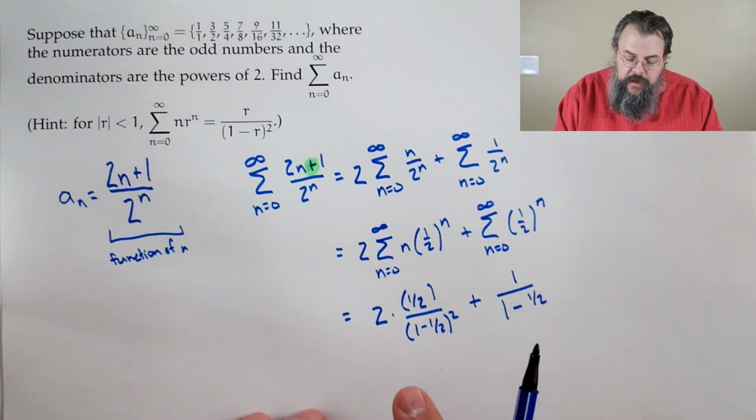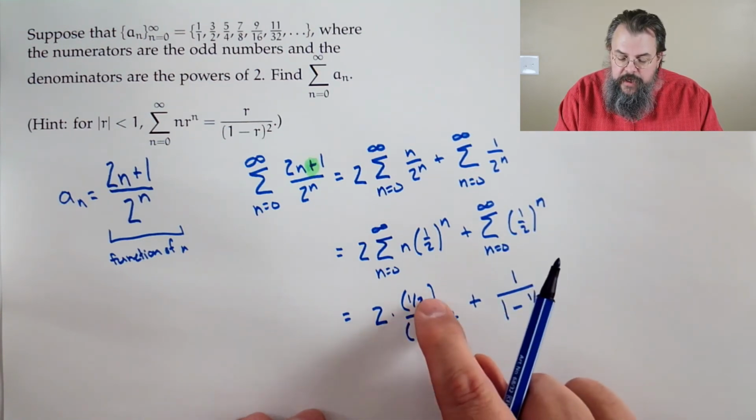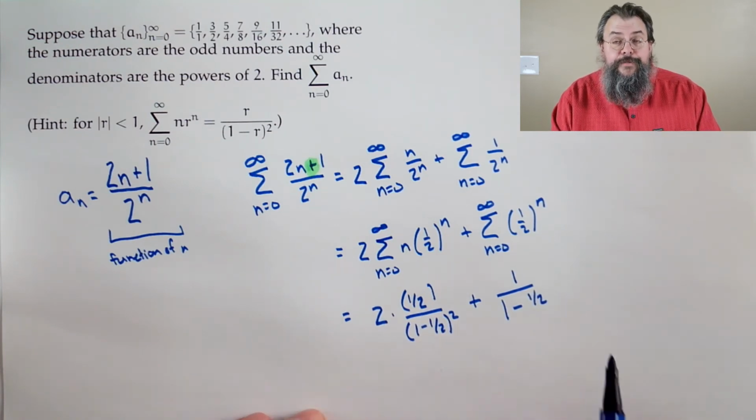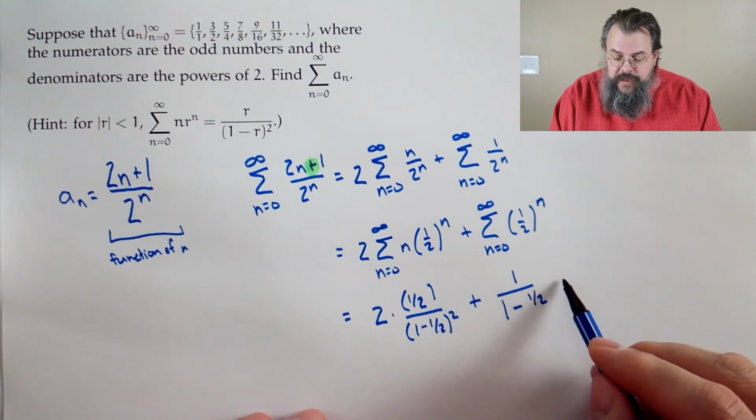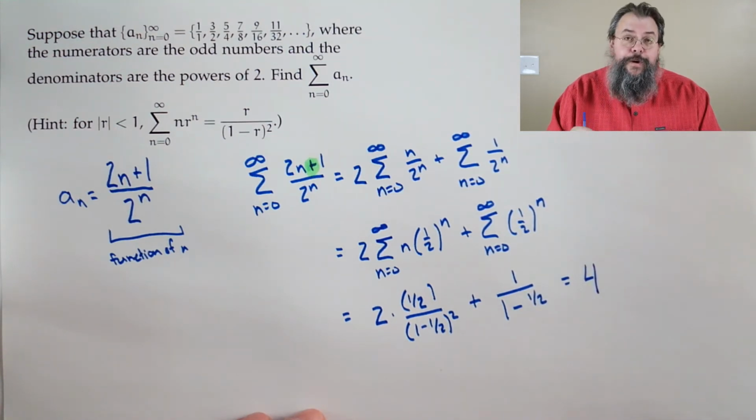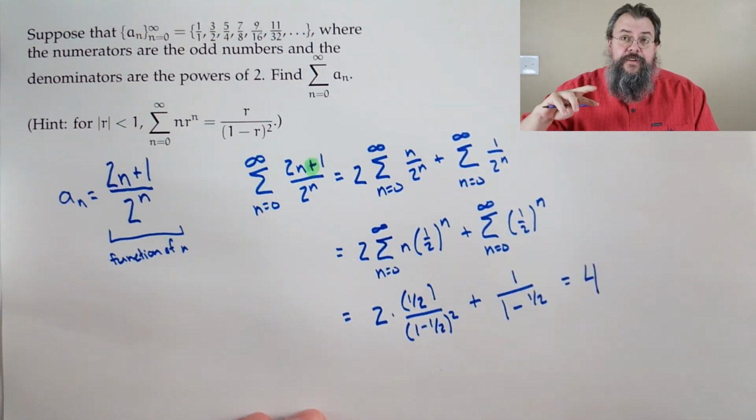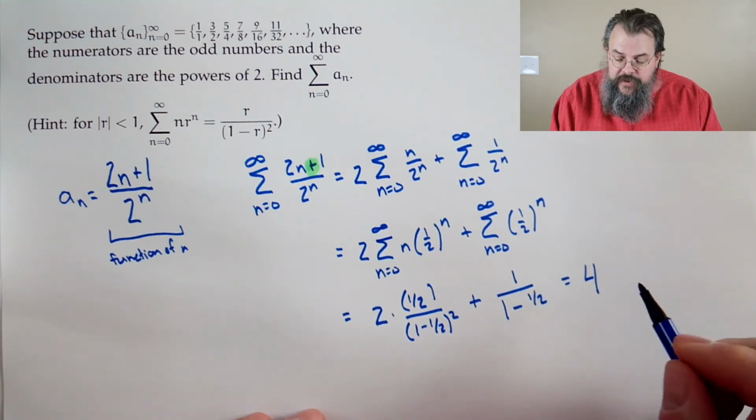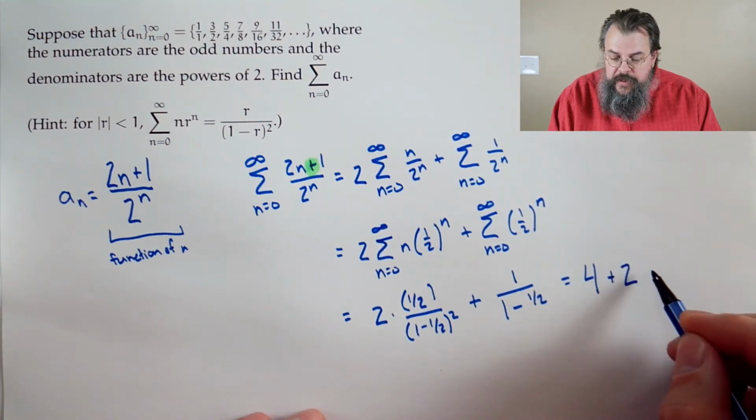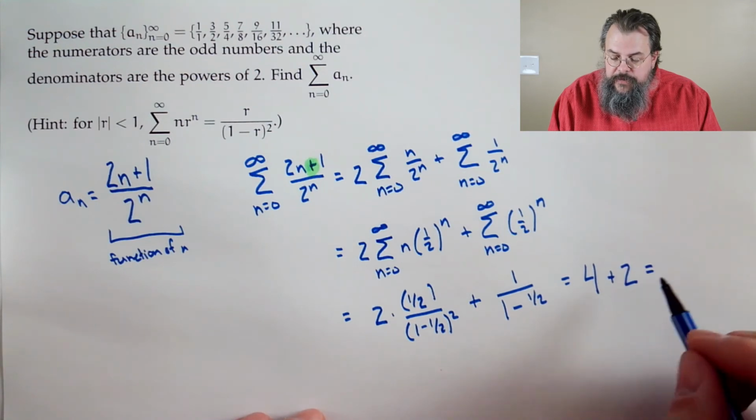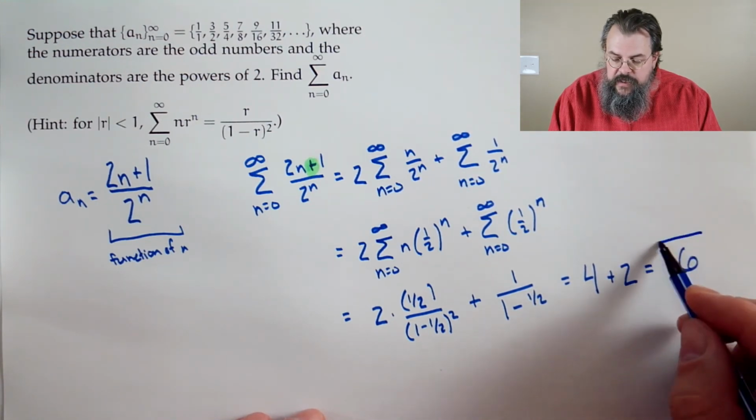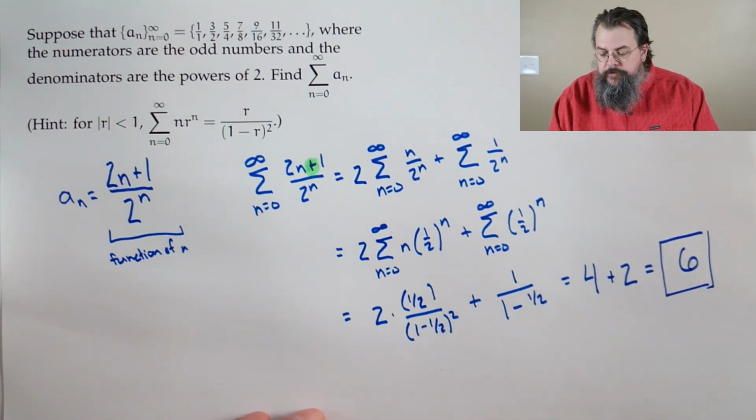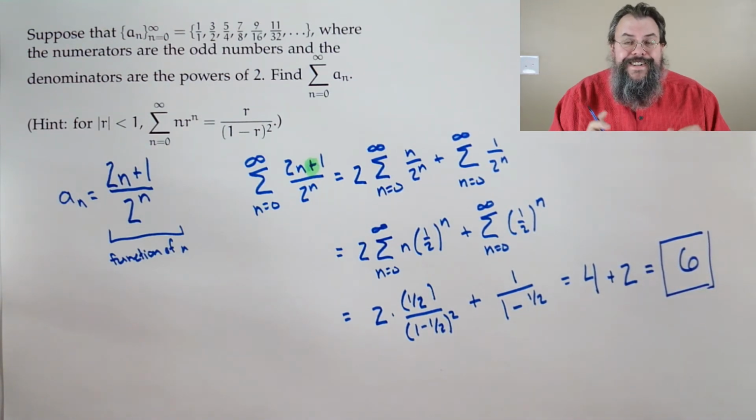And we say, okay, well, 2 times 1/2 is 1. 1 minus 1/2 is 1/2, squared is 1/4. That's downstairs. Flip it over. We'll make the first term equal to 4. 1 minus 1/2, that's 1/2 downstairs. Flip it over. Makes it 2. And therefore, we come to the conclusion 4 plus 2, which is 6. And there we go. We're done.